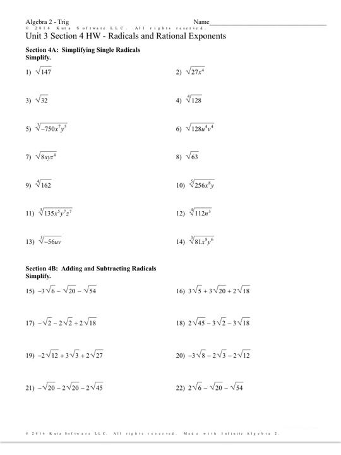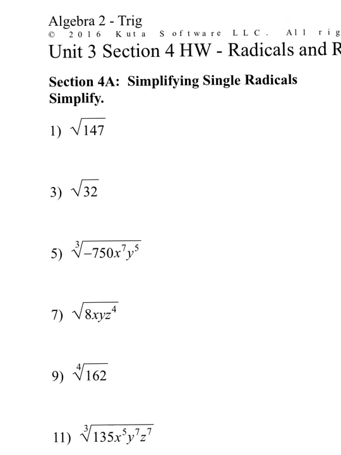In Unit 3, Section 4, we're going to look at simplifying radicals, operations with radicals, and then also get into some rational or fractional exponents. So quite a bit involved here. First one we're going to do is number 1. Simplify square root 147. So okay, and again, that doesn't mean take your calculator and hit the square root button.